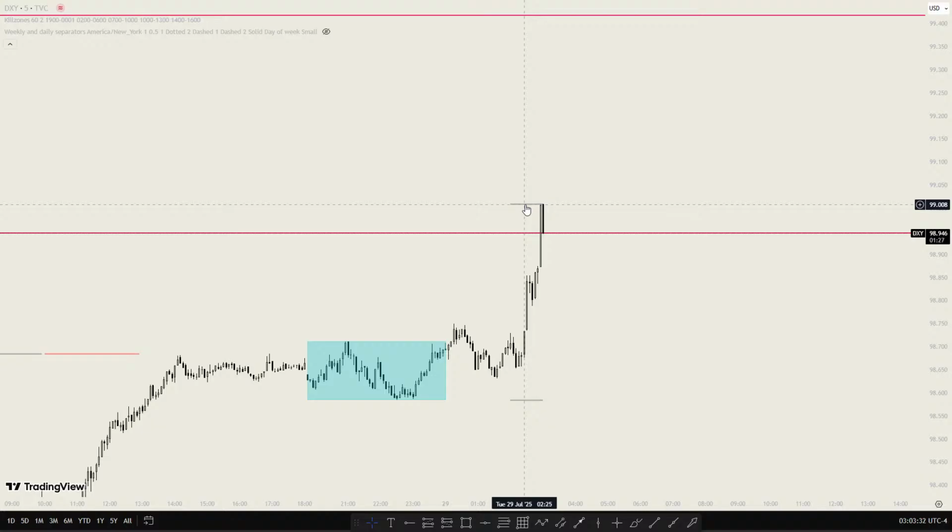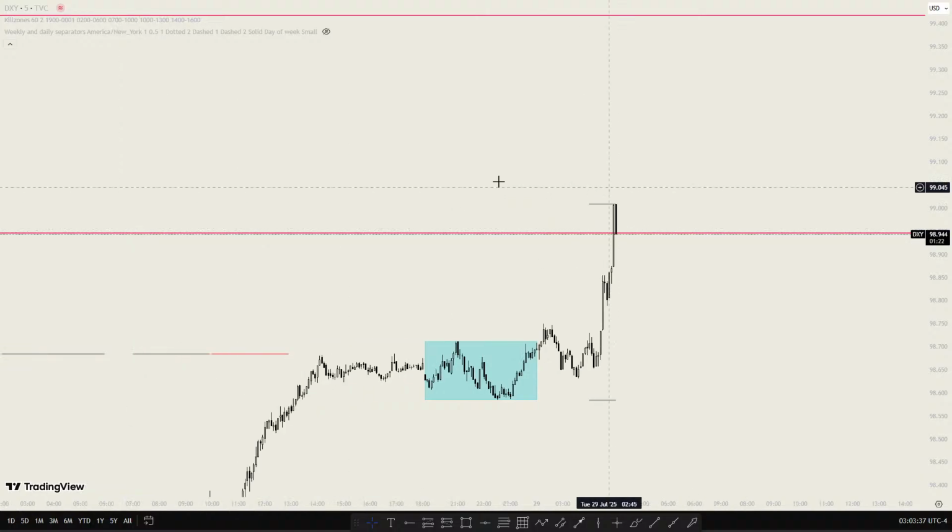So guys, this is how to easily determine your bias in the market.